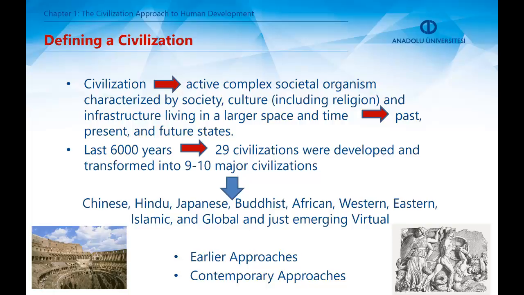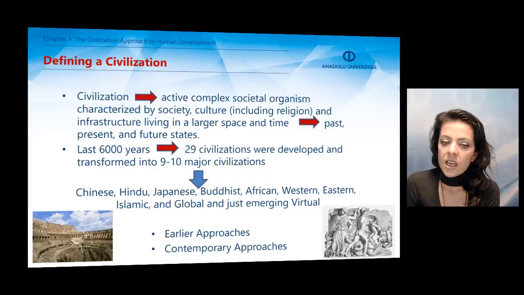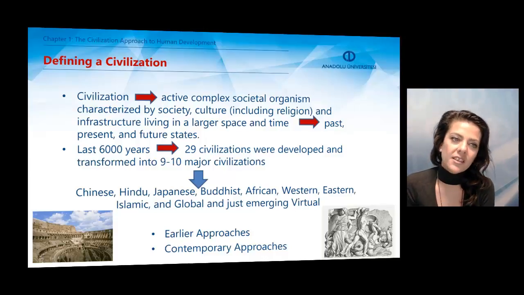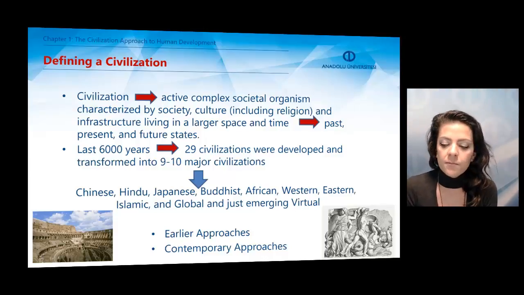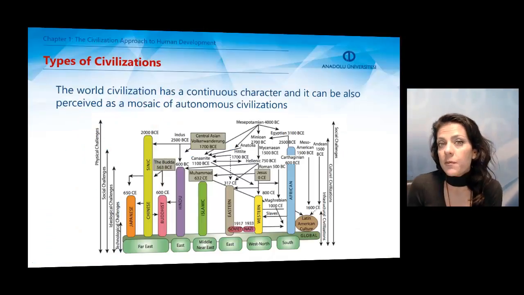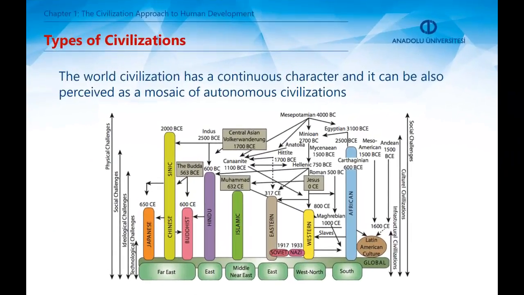There are some earlier and contemporary approaches to define a civilization. You can look at the details of those approaches, different views of different researchers about the definition of civilization, in your book. Let's now move to the types of civilizations. When we look at world civilization history, we can see that it has a continuous character, and it can also be perceived as a mosaic of autonomous civilizations. When you look at this diagram, you see that civilizations faced physical, social, ideological, and technological challenges as well. Within this mosaic, we can see a kind of continuum.